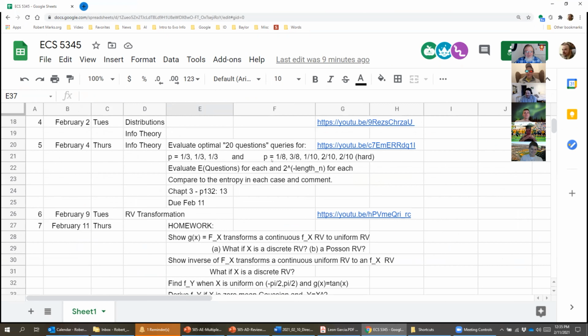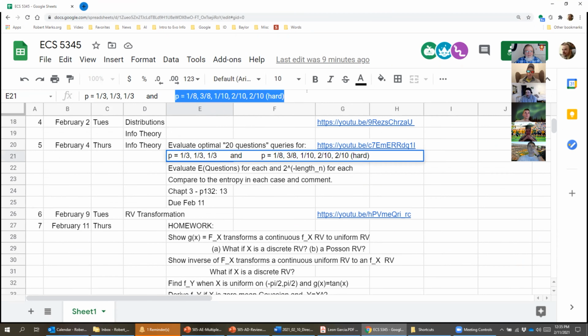So what about p is equal to an eighth, 3/8, a tenth, 2/10, and well, the one that's done here. Now, if you got this right, then the expected number of questions should be between the entropy and the entropy plus 1. Did anybody get that result? Okay, wow, that's very good.